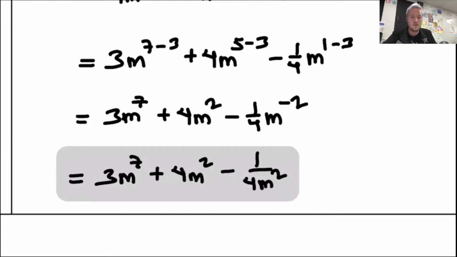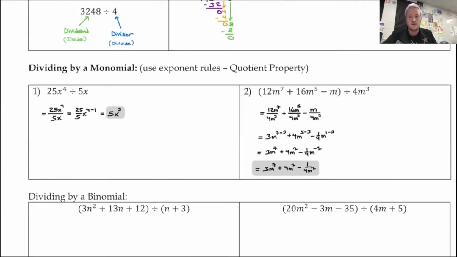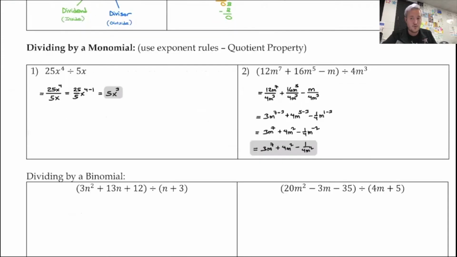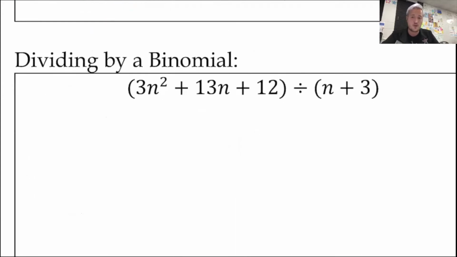All right, so that would be our simplified quotient. So that was dividing by a monomial. Now I want to divide by a binomial. Whenever we're doing division by a binomial or trinomial or anything that's more than one term, we have to do long division. There is another way that you can do these. It's called synthetic division, but you won't learn those until you get to Algebra 2.